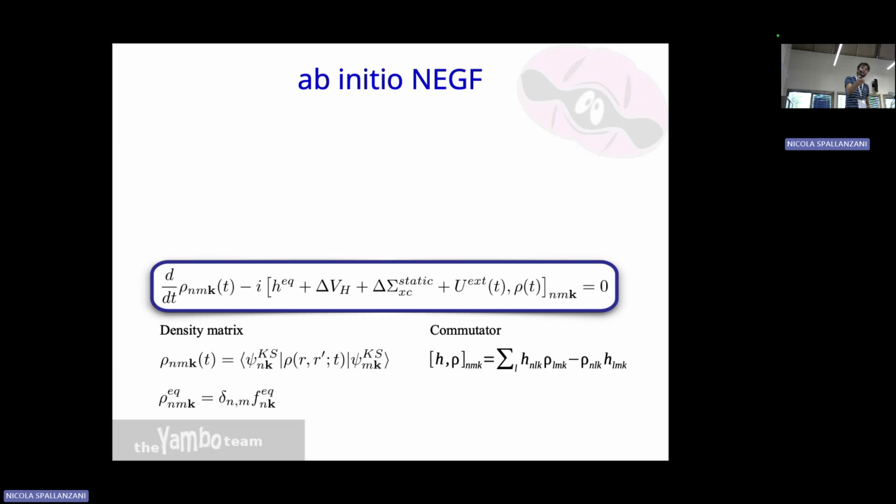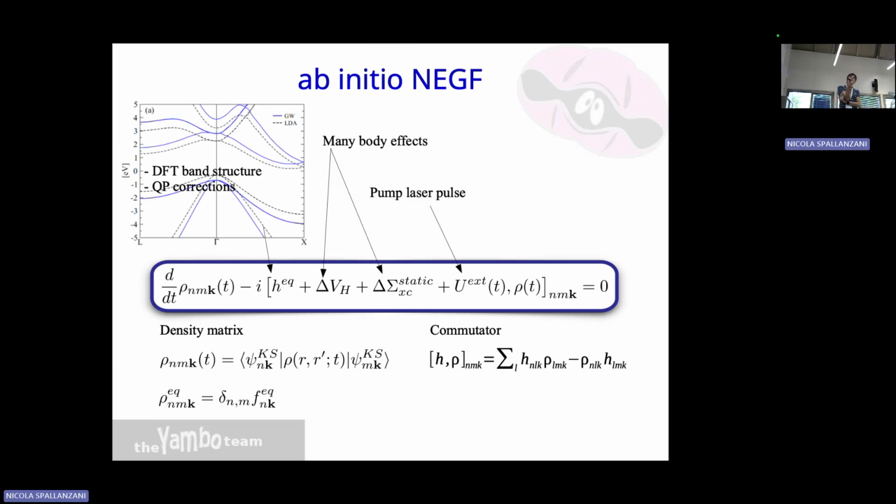So at equilibrium, the density matrix is diagonal, and it just contains the occupations of the states. In practice, if you have a material with a gap, you will have the valence states which are occupied, the conduction states which are empty, so this will be either 1 or 0. And then it has these commutators, these brackets represent the commutator. It means that what you have in between the square brackets should be represented in this space, with the bottom index. So it's the sum over this intermediate index of the two operators projected in the Kohn-Sham basis.